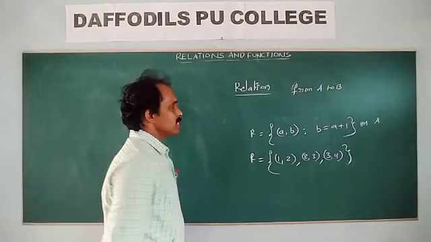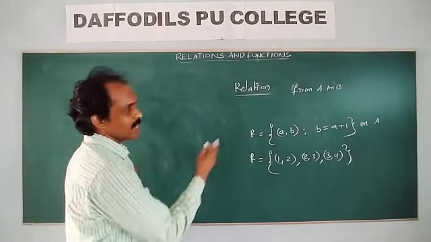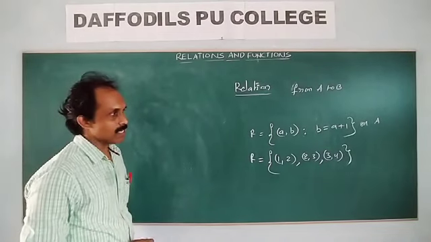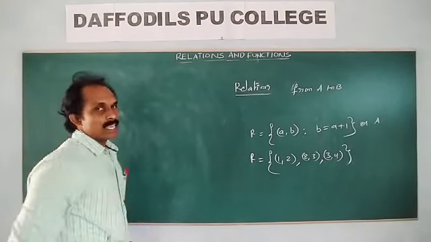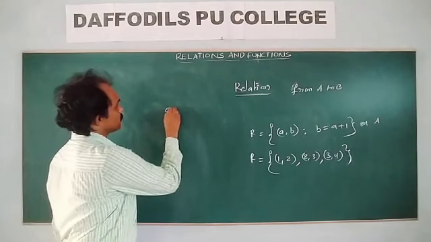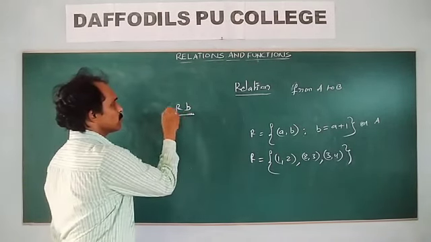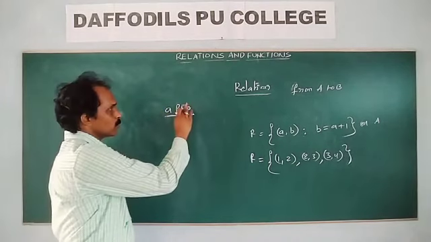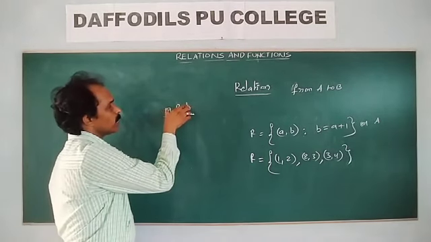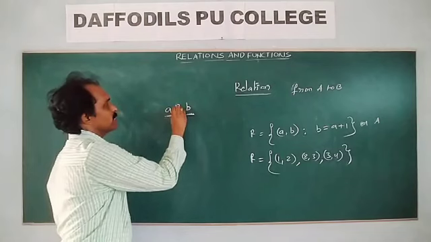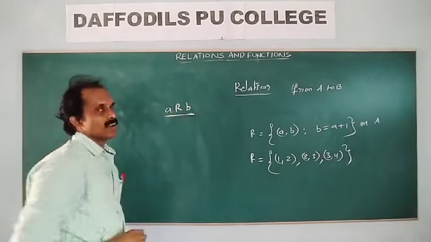Okay. What is the relation here? Some relation between A and B. B is equal to A plus 1. That's how a relation between A and B is represented, as A capital R B. What is the meaning? Some relation between two things, two persons, or two elements A and B, denoted as A capital R B.